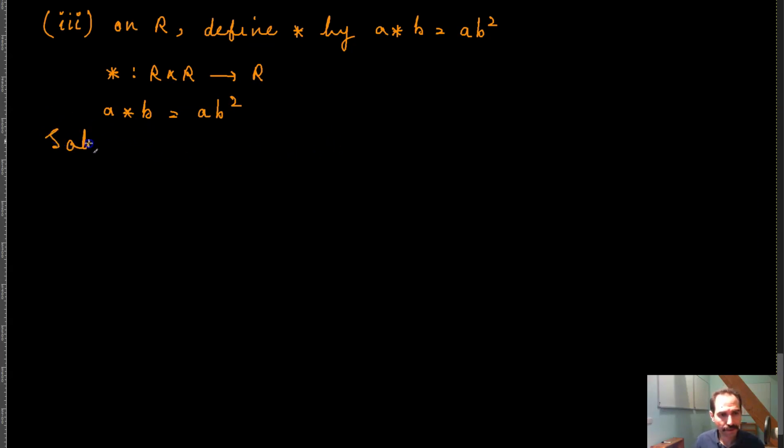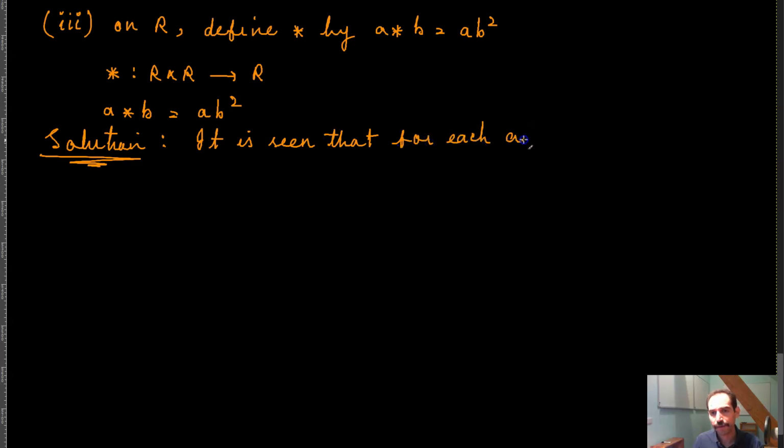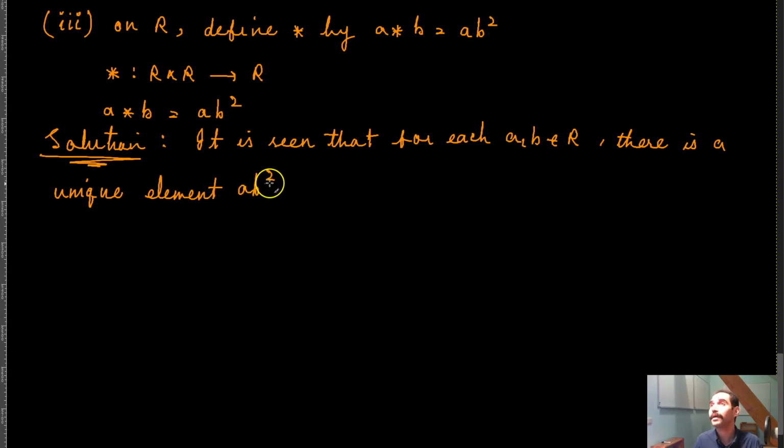Now I'm going to simply write the solution directly. So the solution is, it is seen that for each A comma B belonging to R, there is a unique element AB squared in R.